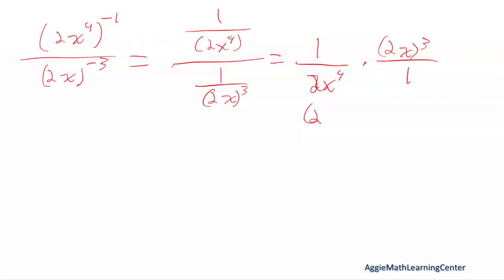Okay, 2x cubed over 2x to the fourth. So yeah, we just flip those. Does that make sense why we flip them? I'm seeing some confused faces. I don't know why we do, but I know we do.